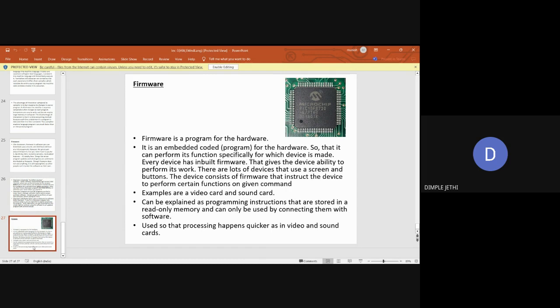So they are, you can say, embedded programs. Clear? Yes, your software is embedded in that hardware. That means it is inbuilt in that hardware. So these are your firmware. So this was about your software chapter, right?